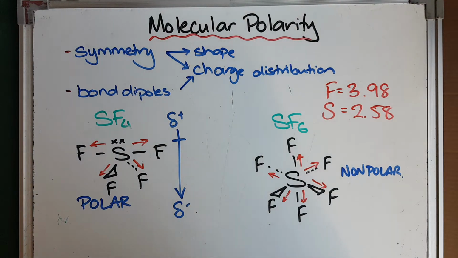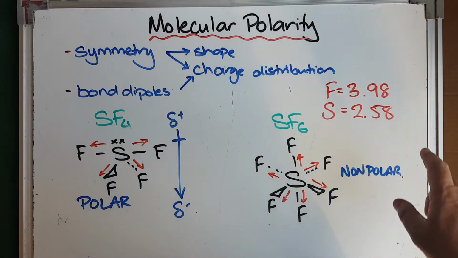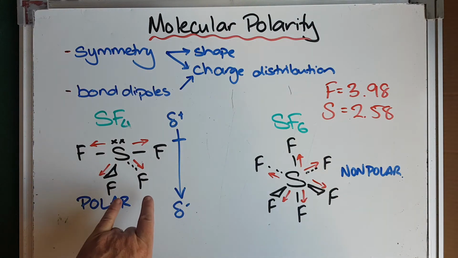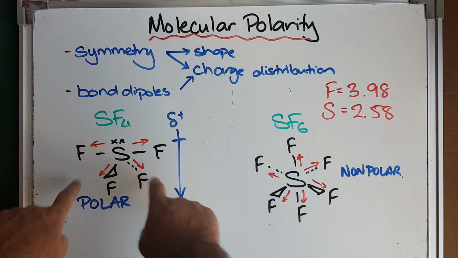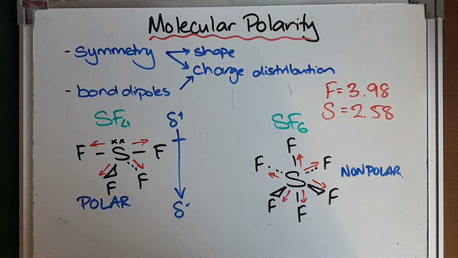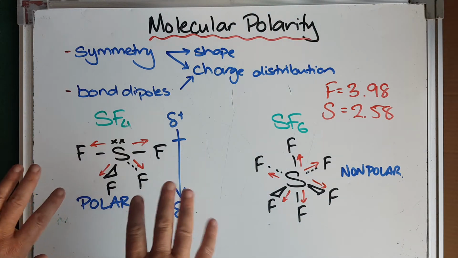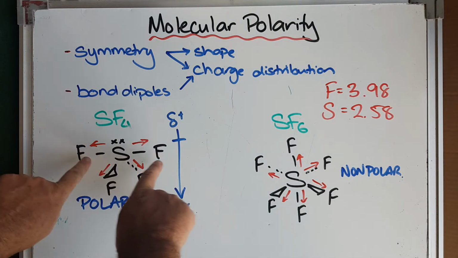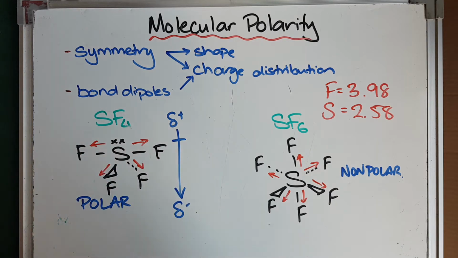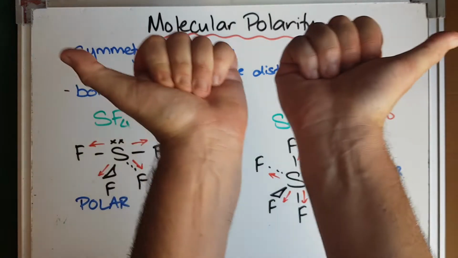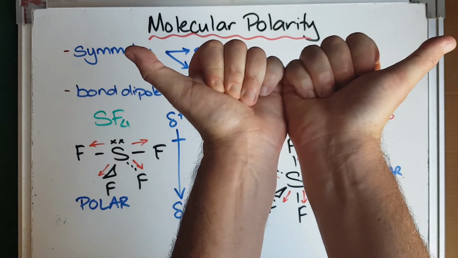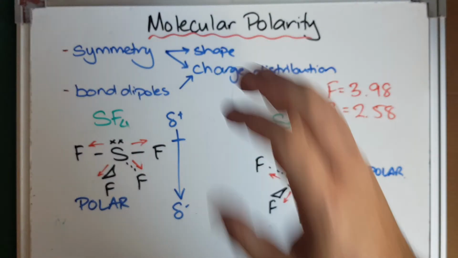But which side is delta minus and which side is delta positive? Well, for that, we need to look at the bond polarity. Fluorine has got a much higher electronegativity than sulfur, so all of these are going to be bond dipoles. In three dimensions, these two SF bonds are actually going to cancel out. One's going left, one's going right, and they're the same size, so they cancel out to zero.